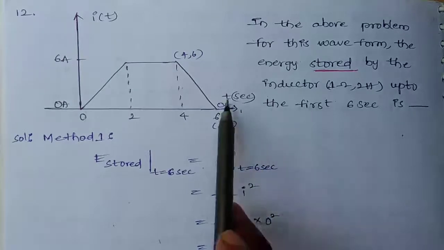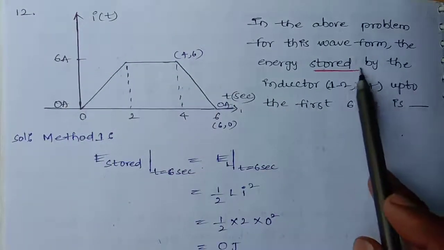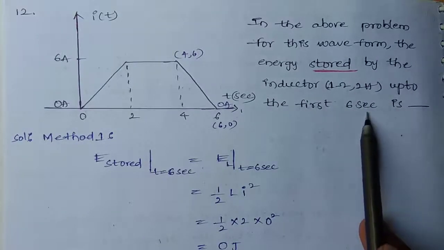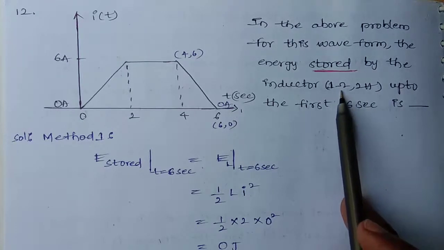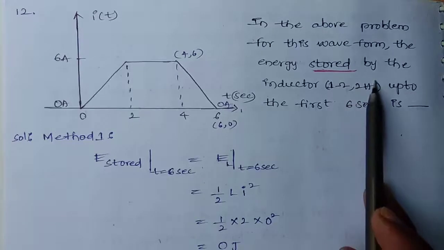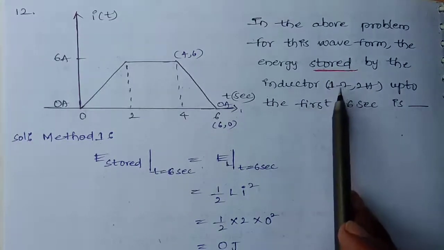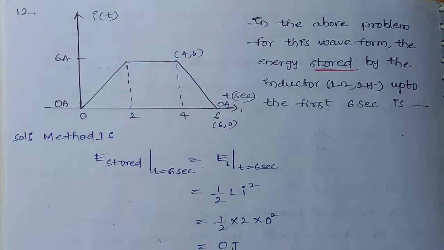We are given this current waveform and we need to find out the energy stored by the practical inductor up to the first 6 seconds. The practical inductor is given as 1 ohm and 2 Henry. This is the ideal inductance part in the practical inductor, and the resistance part is given as 1 ohm. If you want to try this question, pause the video and try it by yourself.